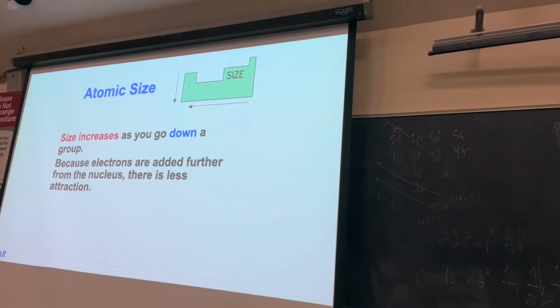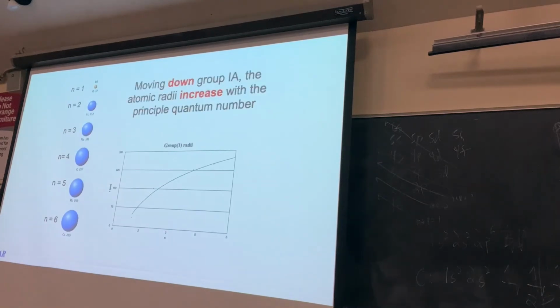So size gets bigger as you go down a group and left. Electrons are added further from the nucleus, so there is less attraction, and size increases as you go left. Here's the group 1 period: hydrogen, lithium, sodium, potassium, rubidium, cesium. As you go down the group, these numbers are radii in picometers, and they are getting bigger. Sodium is about 186 picometers, and down here at cesium it's 265. So they do get larger as you go down.